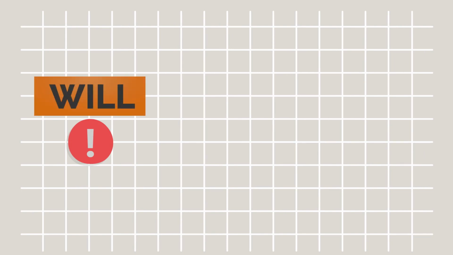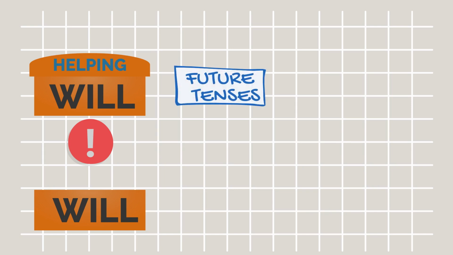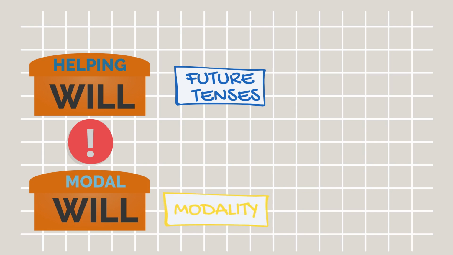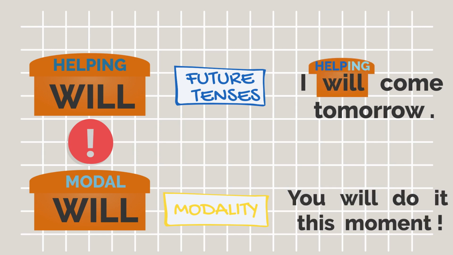Remember that the verb will can be both a helping verb, which helps express future tenses, and a modal verb, which expresses modality. I will come tomorrow. You will do it this moment.